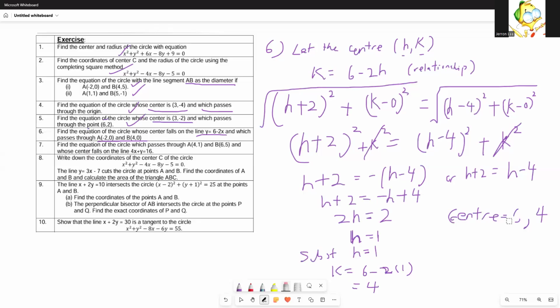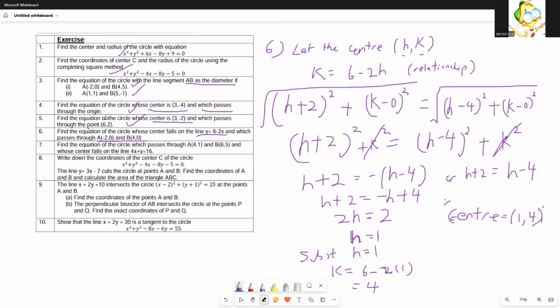The center is going to be 1 and 4, because your H was 1, remember? So your K is 4 as we have found. So this is your center. Now, you're almost there. But one more thing is there a way to find the radius, right? So everything is there.